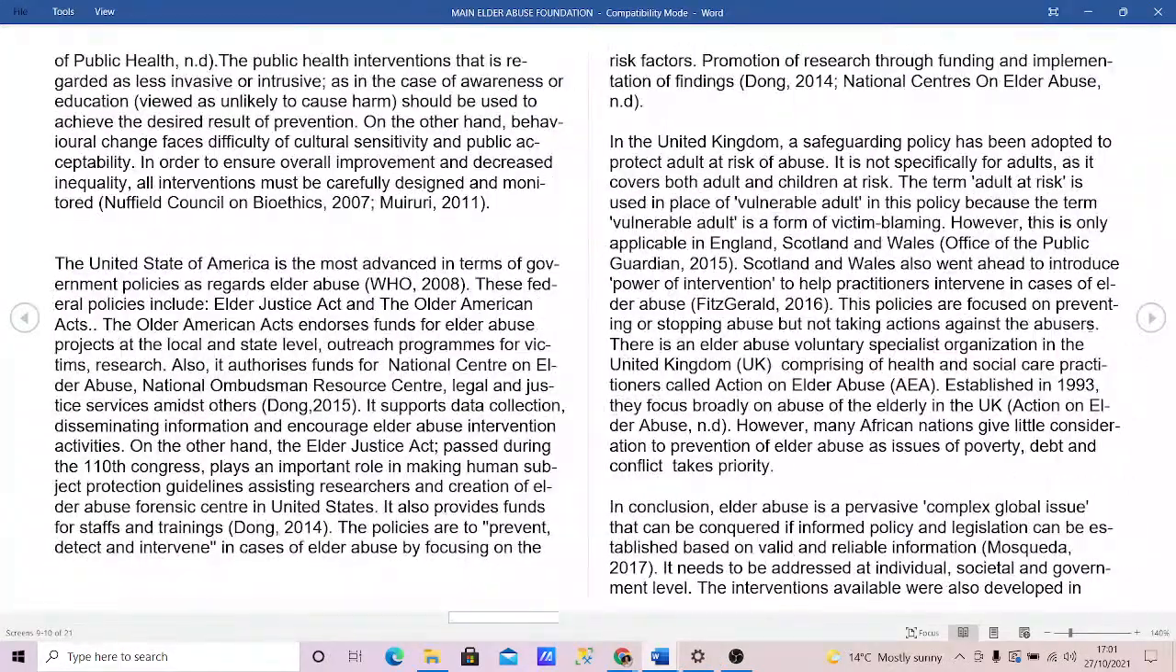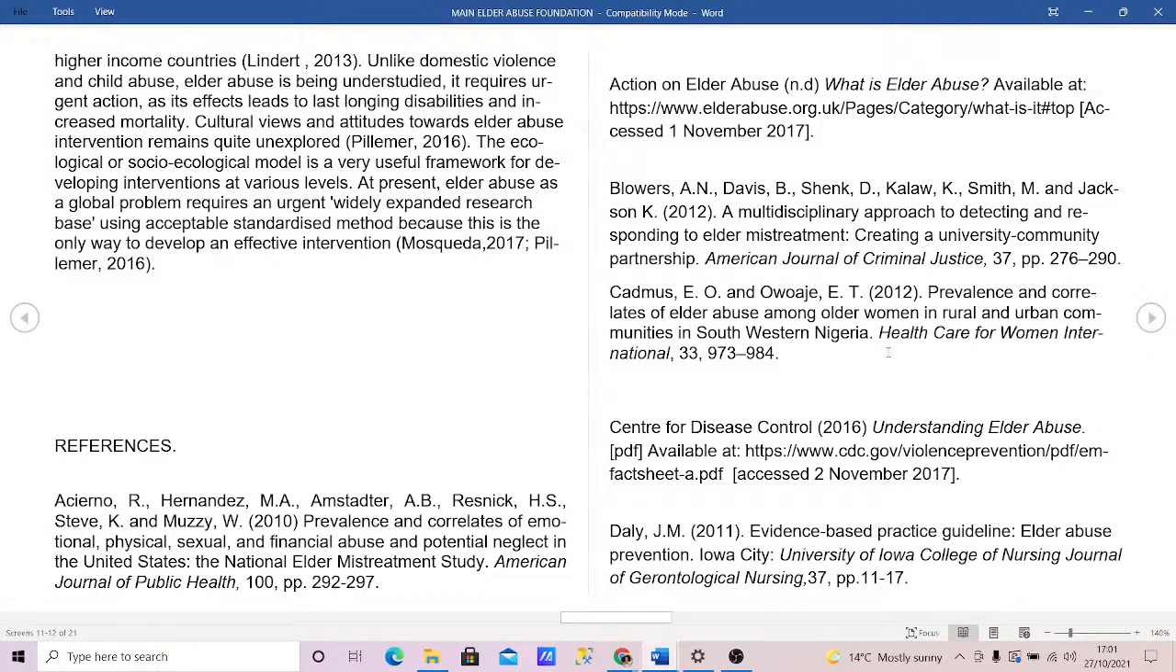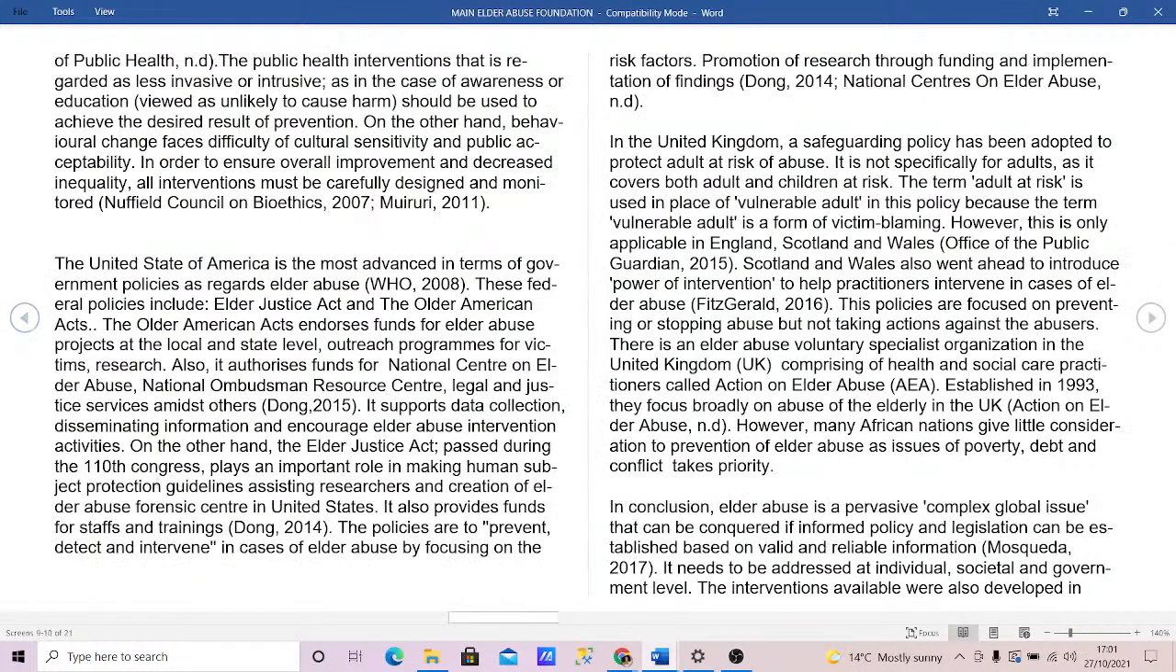I know I promised that I'm going to do a video on how to write a proper conclusion for a piece of work. But let me just read this conclusion so that you can see that there's no aspect of the work that doesn't have critical analysis. In conclusion, elder abuse is a pervasive, complex global issue that can be conquered if informed policy and legislation can be established based on valid and reliable information. It needs to be addressed at individual, societal, and governmental level.